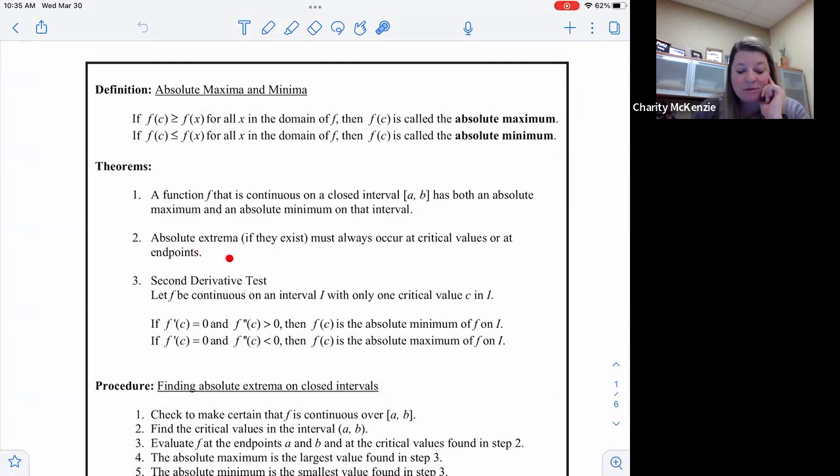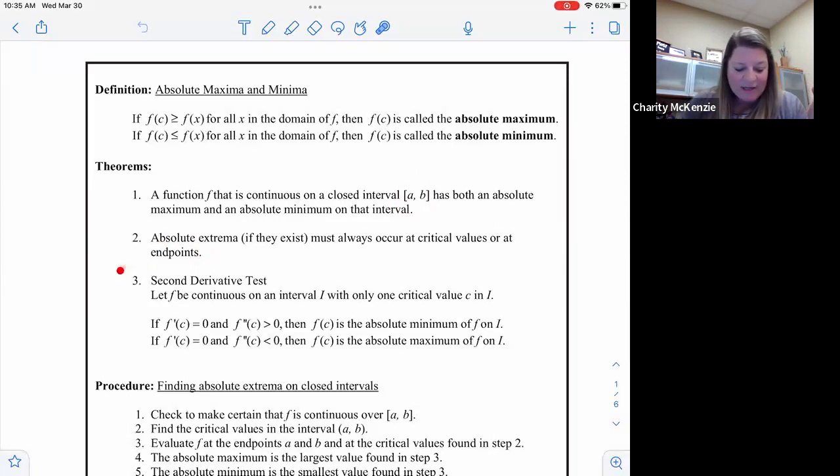Theorem 2, absolute extrema, if they exist, must only occur at critical values or endpoints. We already know how to find our critical values. That's where the derivative equals 0, or endpoints. So if you have endpoints, those could be your absolute max or min as well. So what do we have to look at? Critical values. What else do we have to look at? Endpoints. That's the main idea.